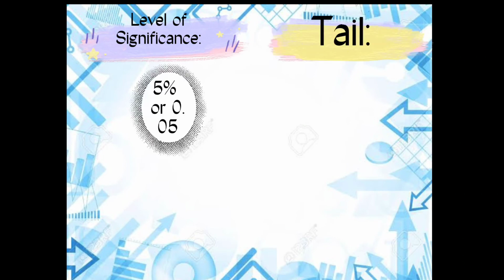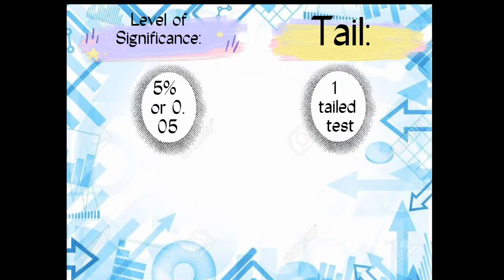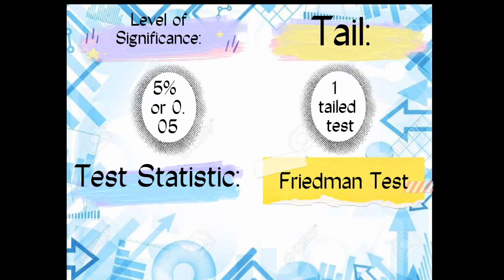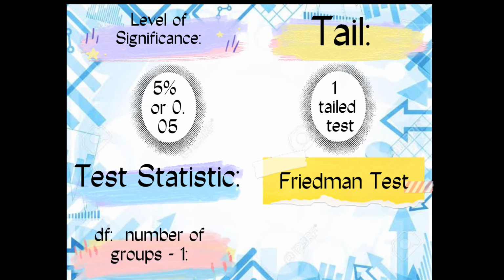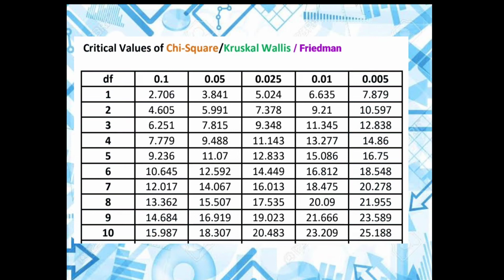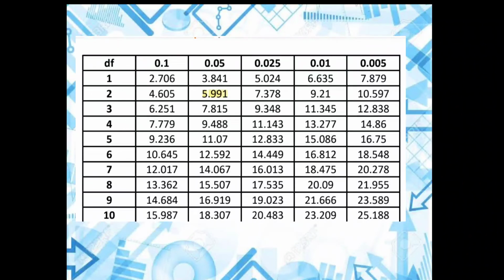For the level of significance, 5% or 0.05 for the tail, 1 tail test. For the test statistic, of course, Friedman test. The degree of freedom, number of groups, which is 3 minus 1 is equal to 2. And for the critical value, I will show you the chart. If you can see here, critical values of chi-square, Kruskal-Wallis is same as Friedman test. So we will find the degree of freedom of 2 and 0.05, which is 5.991.